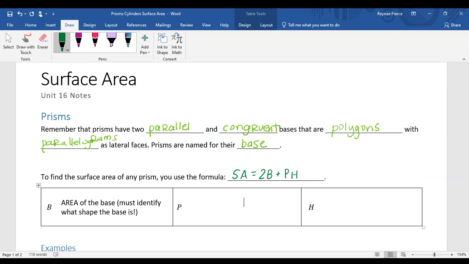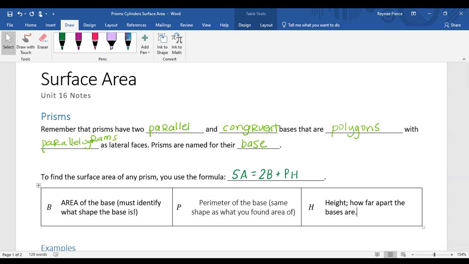Capital P stands for perimeter of the base that you chose. So whatever shape you find the area of for the capital B, you will find the perimeter of the same shape. All right. Capital H does stand for height of the whole prism. Okay, but a good question to ask yourself is how far apart are those bases?